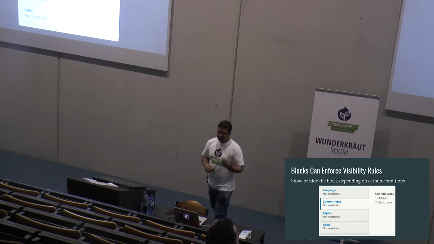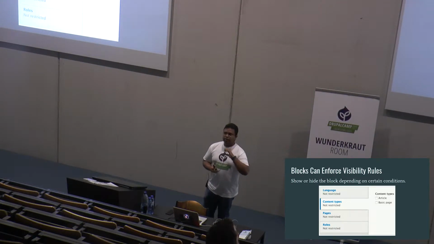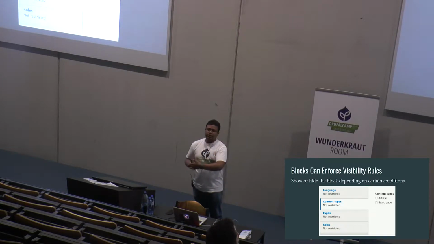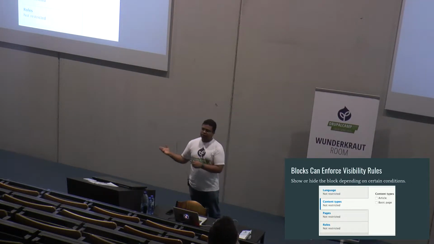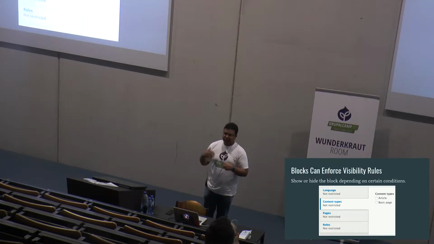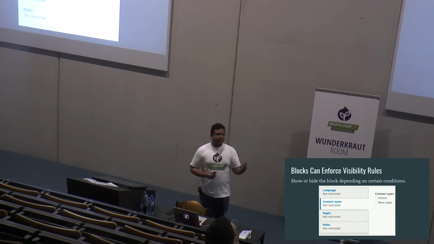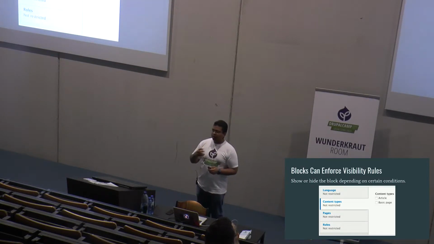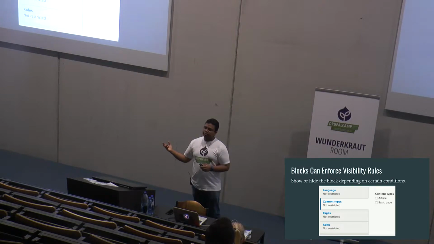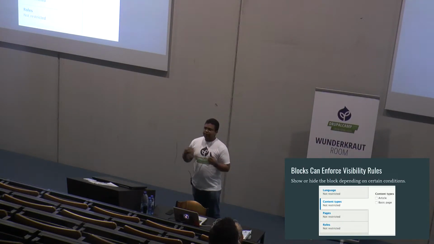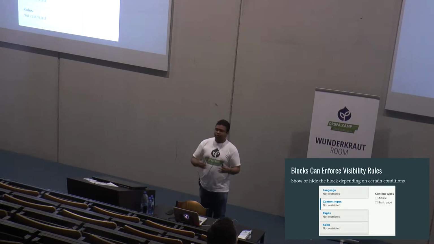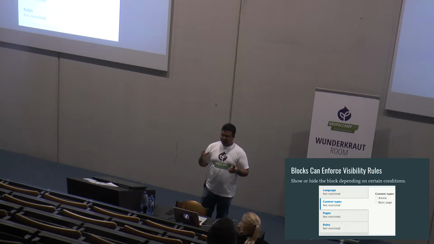Blocks can also enforce visibility rules. So you can say, show these blocks only when certain conditions are met. And those conditions can be language. For example, this information is only relevant for the Dutch audience or for the German audience or for the French audience, and so on. You can do it by content type. Let's say we have a block that says more articles by the same author. It would make sense to show this block in the article content type. But it doesn't make sense to show that block in the event content type because events do not write articles, so we can do it by content type.